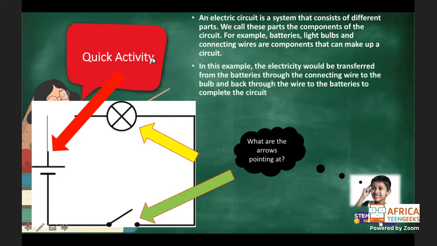An electric circuit is a system that consists of different parts. We call these parts the components of a circuit. For example, a circuit has a battery, which is pointed at with a red arrow. Then a light bulb is shown with a yellow arrow. Then a switch, as you can see, we can see the switch with a green arrow.